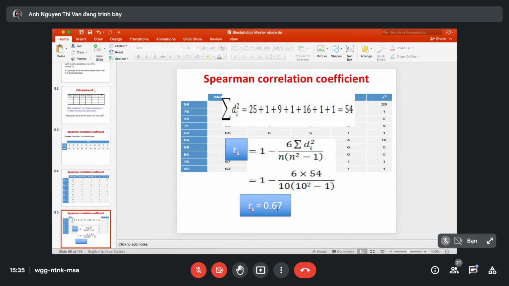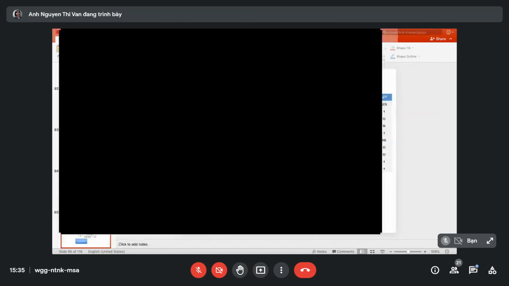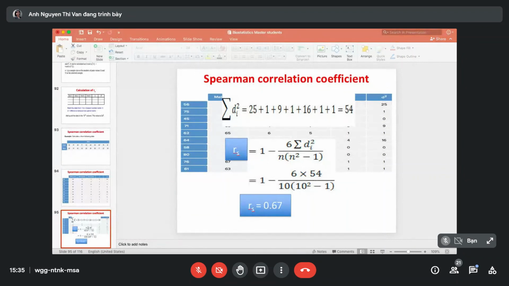So now can you make a complete comparison between the Spearman and Pearson correlation, a complete comparison? Okay.